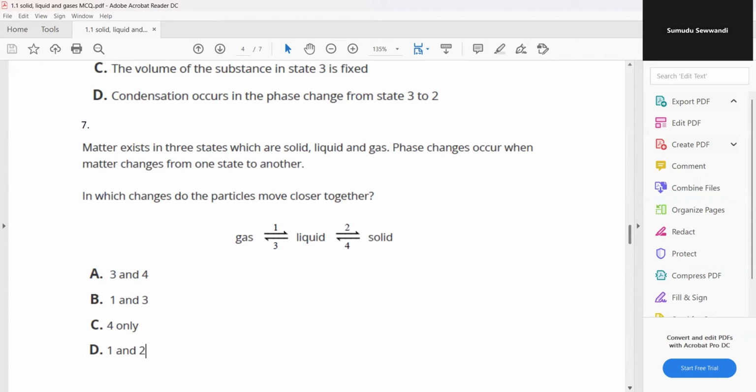Particles move further apart. Liquid to gas, we call it boiling or evaporation. Particles move further apart. Therefore, the phase changes in which the particles move closer together are gas to liquid, that means condensation, and liquid to solid, that means freezing. Thus, the answer is 1 and 3, answer B.